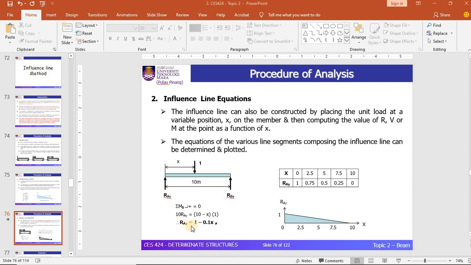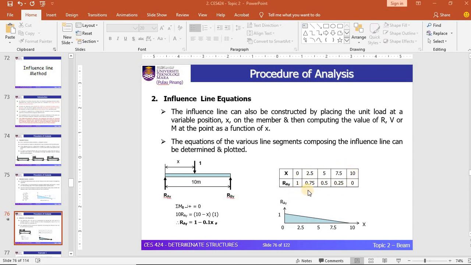Okay, so by using this equation, you can develop a few points. For instance, let's consider x at 2.5 intervals. Start with x equal to 0. Using this equation, you will get RAy equal to 1. And for the subsequent values of x, which are 2.5, 5, and at the end 10 meters, you will get the corresponding values of RAy.